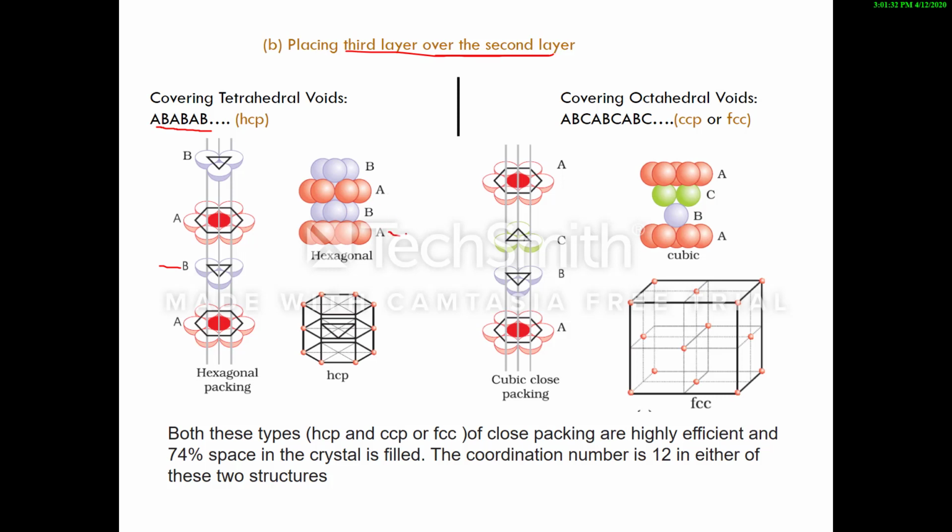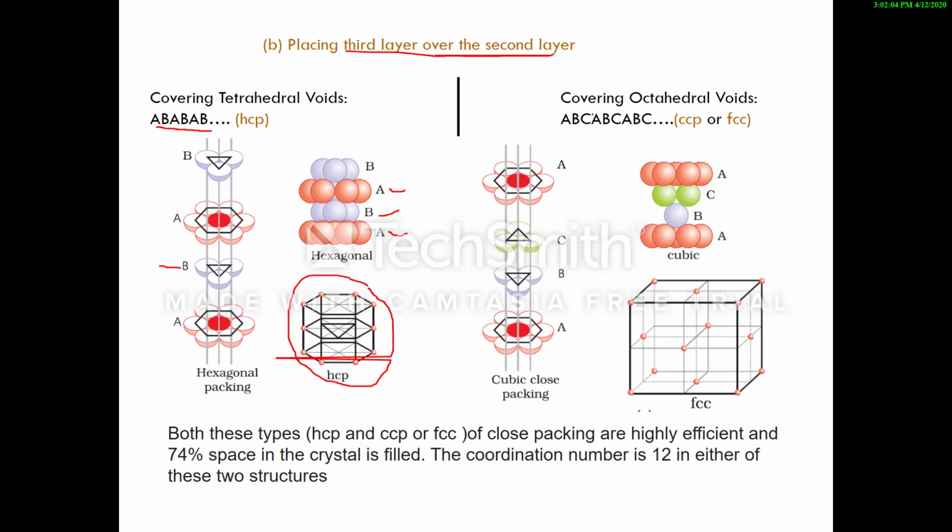Like see, this is A, this is B. Now the pattern in this third layer is also similar to A, and the pattern in the fourth layer is similar to B. That is, the arrangement in alternate layers is the same. So this is called AB pattern, and in this way we will get one geometry that is known as hexagonal. That's why this is known as hexagonal close packing. HCP stands for hexagonal close packing.